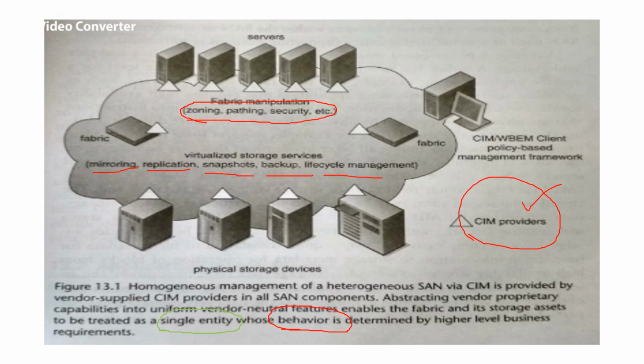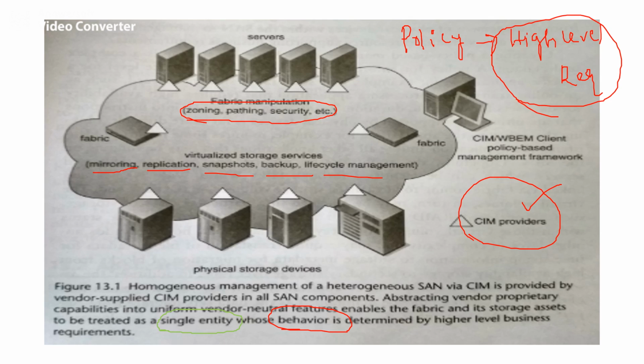So while setting the policy, we have to check the high level requirement of any business. Among the set of applications, I have to check what exactly the higher level requirement requested by the business need is. Depending upon that, we can have a single entity, but its behavior is determined by considering the higher level business requirement.